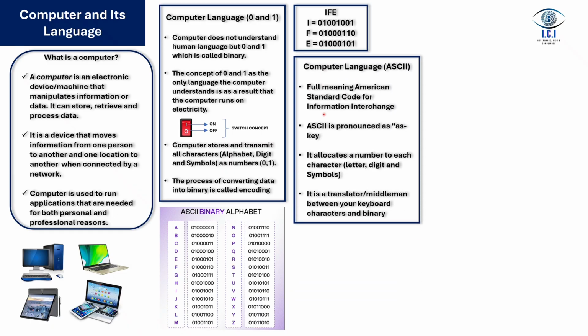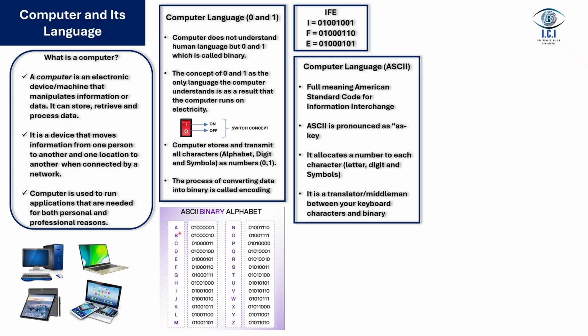Now, for it to be very easy for us to convert, we had to look at the concept called ASCII. A-S-C-I-I. You can pronounce it as ASCII. This ASCII full meaning means American Standard Code for Information Interchange. So it was created by the Americans. And what does this ASCII do for us? It allocates a number to each character. When we talk about character, we talk about letters, digits, and symbols.